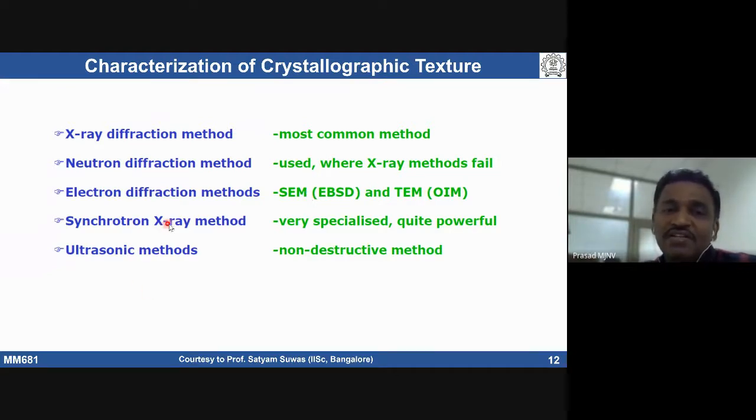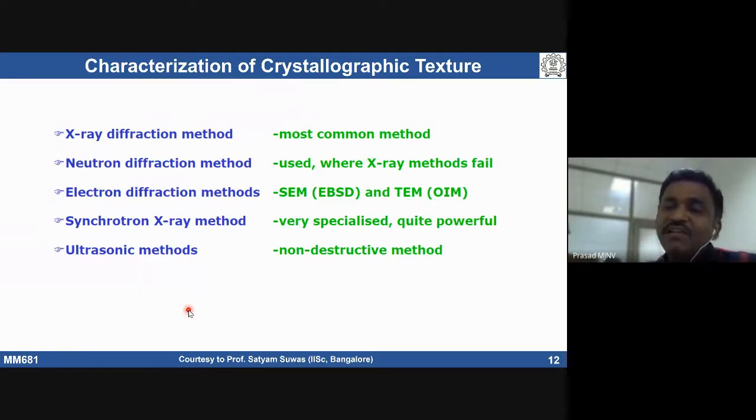So synchrotron is used for the bulk texture, macro texture information. Neutron diffraction also gives bulk texture information. Meso texture is related to boundary misorientation, which is also taken into consideration. Meso texture basically considers boundary axis and boundary misorientation. If you consider that in the texture, that's called meso texture. Otherwise, basically we have micro and macro texture.